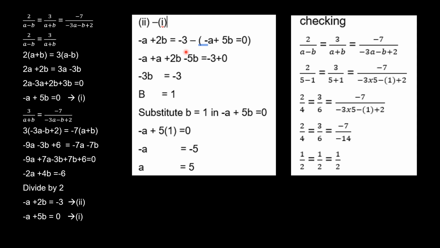Then checking, we can check the answer. How can we check the answer? Apply a equal to 5 and b equal to 1. 2 by a minus b, 2 by 5 minus 1, 3 by 5 plus 1, minus 7 by minus 3 into 5 minus 1 plus 2. When you solve, you will get 1 by 2 equal to 1 by 2 equal to 1 by 2. When a1 by a2 equal to b1 by b2 equal to c1 by c2, then it is a coincident line. So the values for a and b are a equal to 5 and b equal to 1. So solve a similar problem like this to get thorough with the concept.